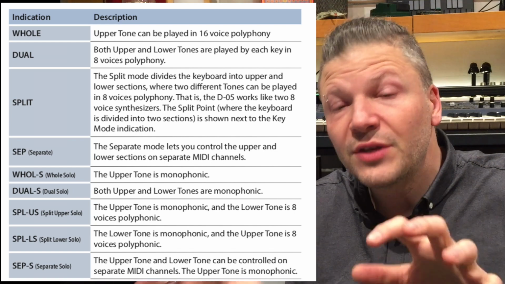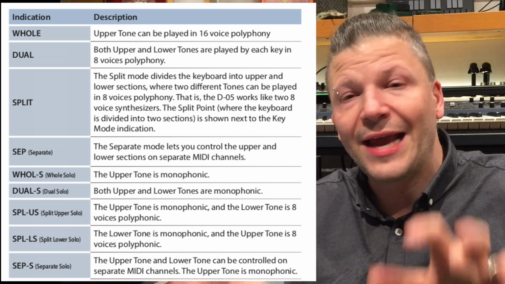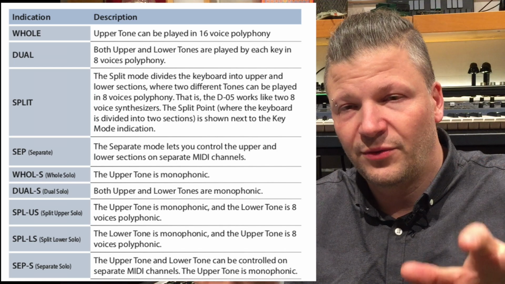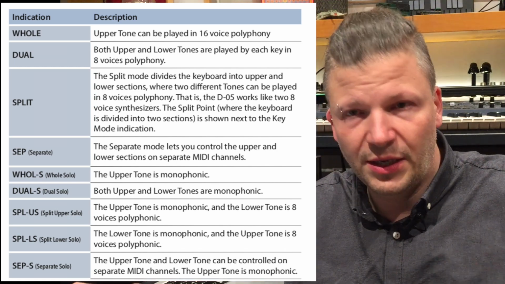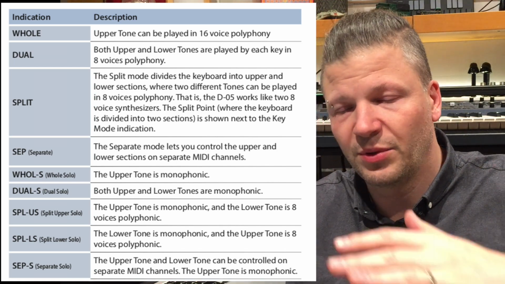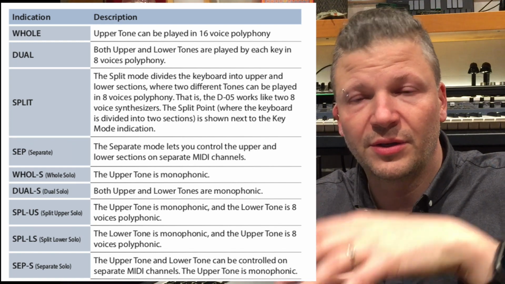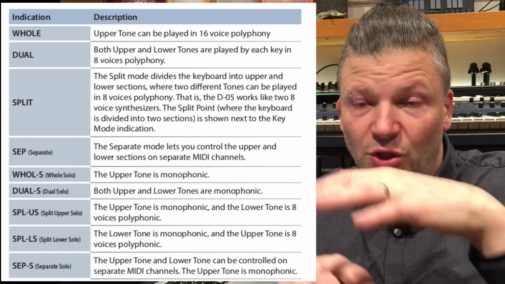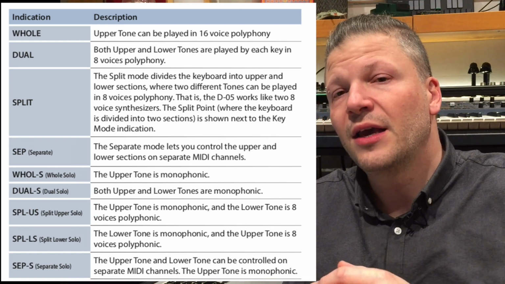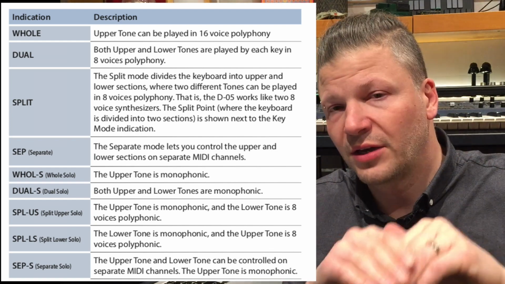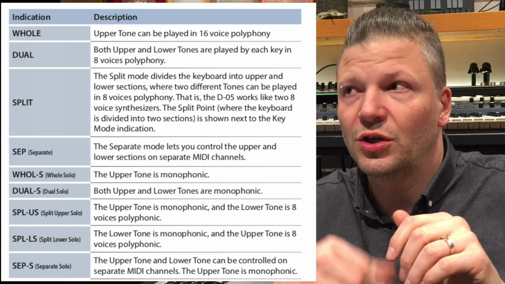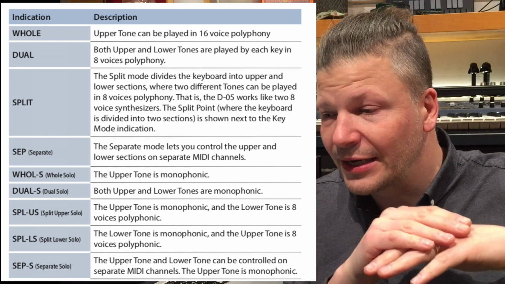Well, each of these tones can play 8 voices of polyphony. So if you play them separately, 8 on one side, 8 on the other side. If you play it in dual mode, they're layered and they play at the same time. So you hear 2 tones every time you press a key. If you're in the whole mode, you're just going to play the upper sound everywhere on the keyboard.